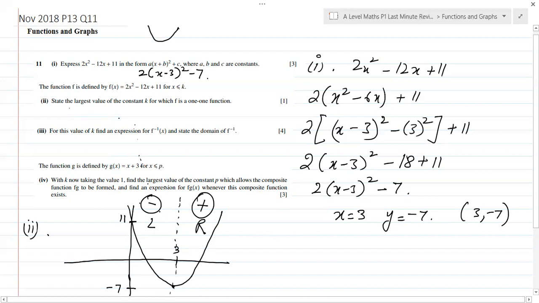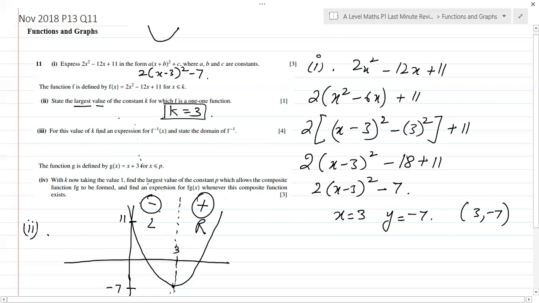Okay, so now whether it says the largest value or the smallest value for the constant k, the k value will always be the x value of the line of symmetry. So over here, to find k, the k would be 3. So the largest value for k would be k is equal to 3. It's always going to be 3. Okay, so that's where it's splitting the graph into 2.